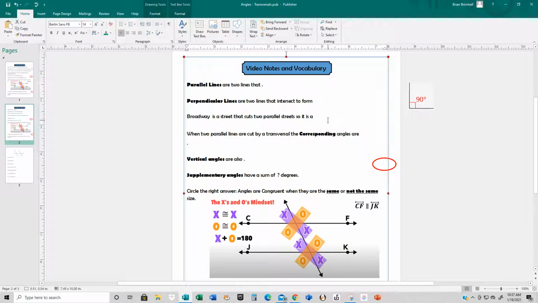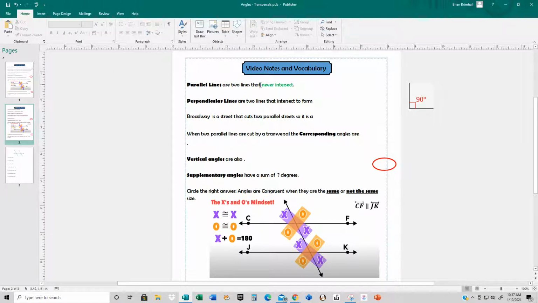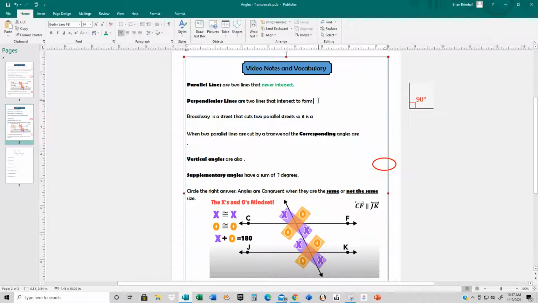Okay, so parallel lines. Parallel lines are two lines that never intersect. I want this to be my font color so we can see what the answers are. All right, so lines CF and JK are parallel lines. Okay, they can go on forever, they will never cross paths. This symbol right here, the two vertical lines like that, is the symbol for parallel lines.